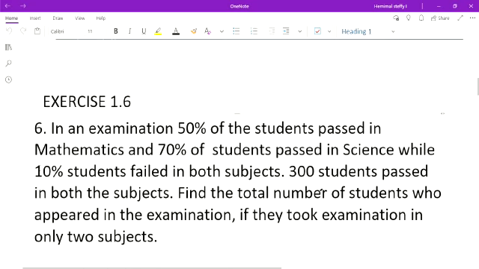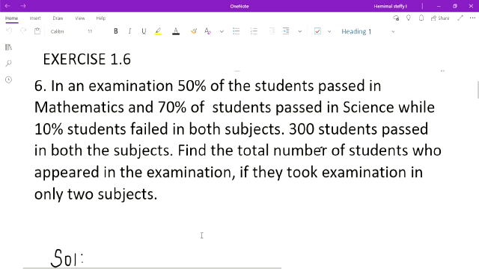Sixth sum. In an examination, 50% of the students passed in mathematics and 70% of students passed in science, while 10% of students failed in both subjects. 300 students passed in both the subjects. Find the total number of students who appeared in the examination if they took the examination in only two subjects.